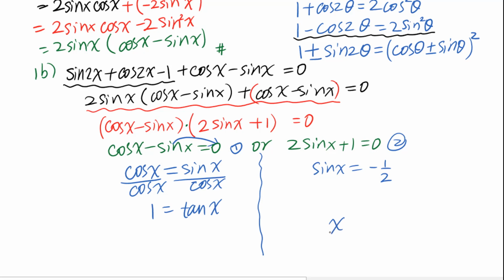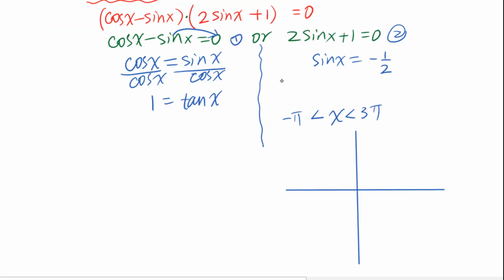We know the domain is x greater than negative pi, less than 3 pi. Before we draw the diagram, let's decide the quadrants. Sin x equals negative 1 over 2. The negative sign will be in the third and fourth quadrants. The reference angle is 30 degrees, which equals pi over 6.